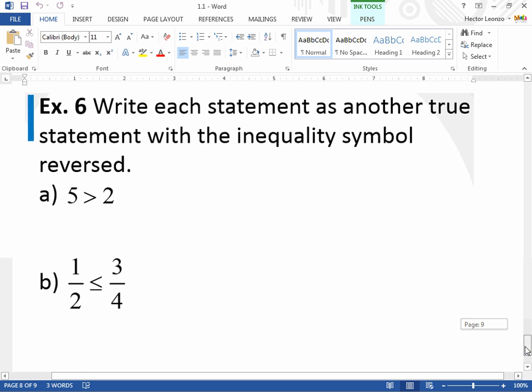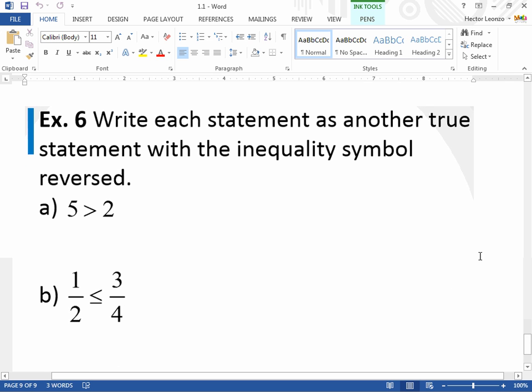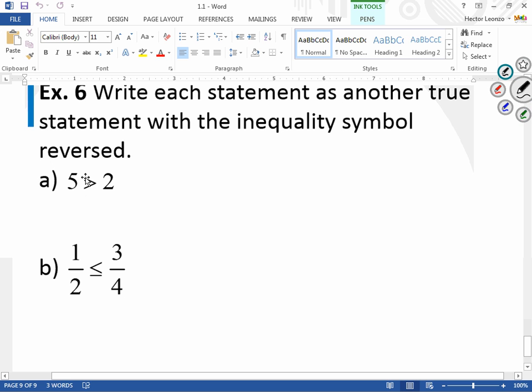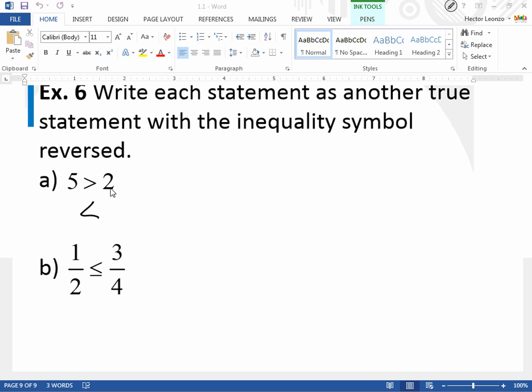Now on this last part, write each statement as another true statement with the inequality symbol reversed. So I want this, but instead of a greater than, I want it to be less than, right? I'm going to reverse the inequality. And then I want to write another statement that is the exact same thing. Remember I said the arrow always points at the small number. So the 2, instead of being on the right, I'm going to put it on the left. 5 is greater than 2 is the same thing as 2 is less than 5. So when you flip the inequality sign, make sure you flip the numbers as well.